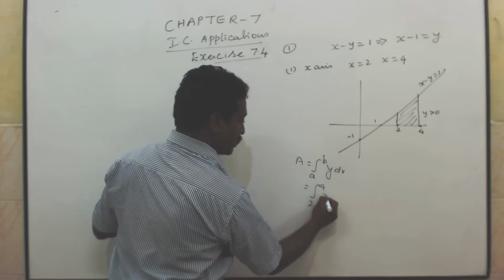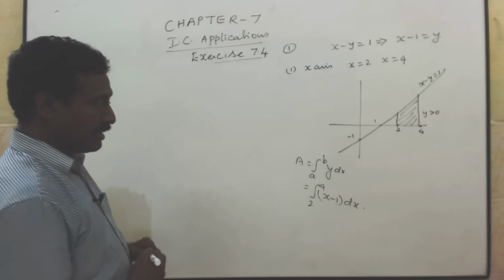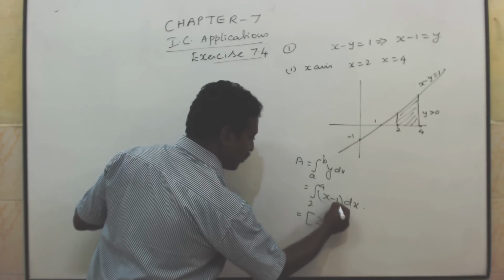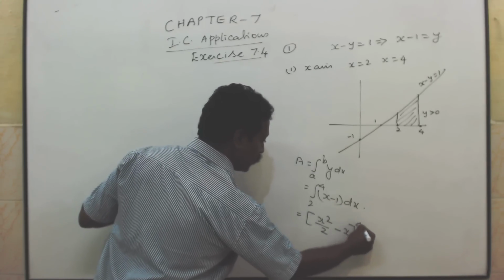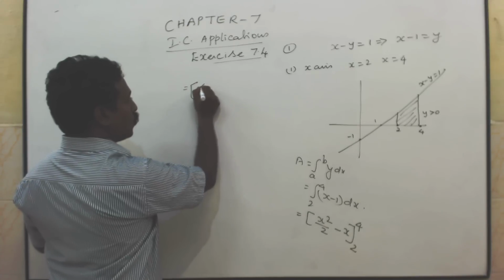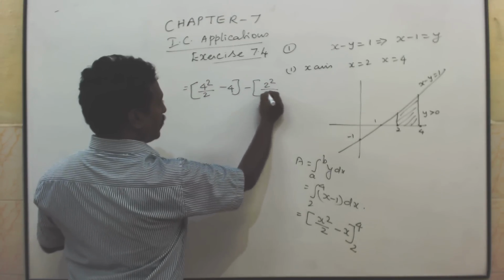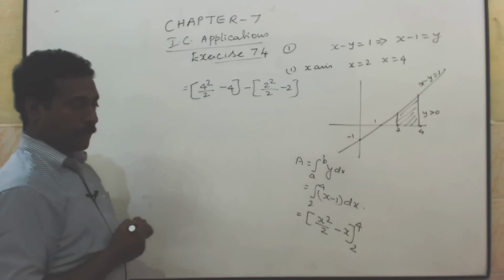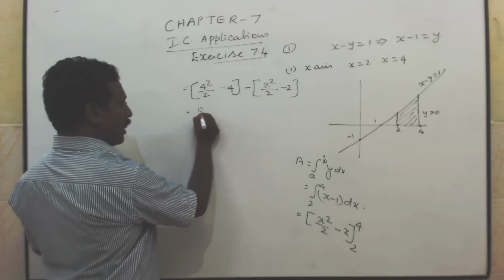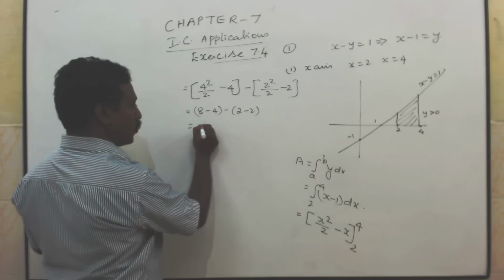Instead of y, x minus 1 into dx. What is integration of x? x square by 2. What is integration of 1? x, limit 2 to 4. First apply the upper limit: 4 square by 2 minus 4, minus 2 square by 2 minus 2. Apply upper limit minus lower limit. 16 by 2 is 8, minus 4, 4 by 2 is 2, minus 2, that equals 4.